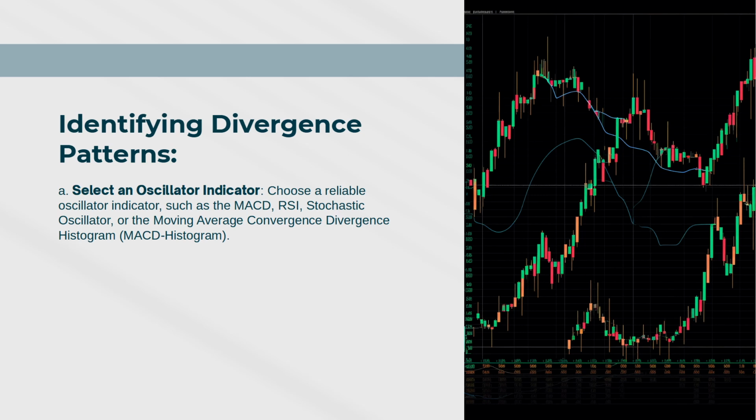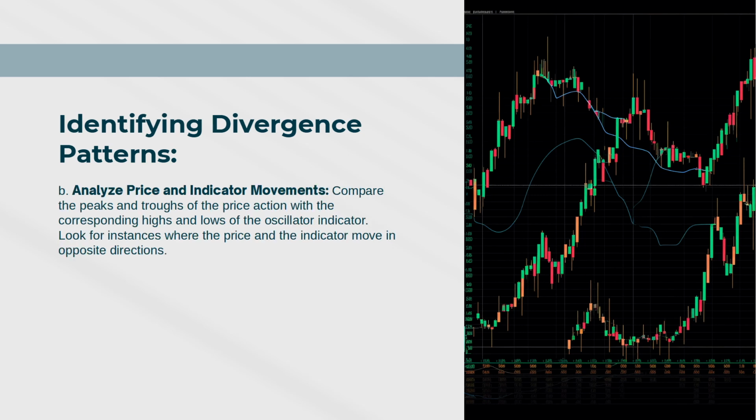Identifying divergence patterns. To identify divergence patterns, follow these steps. Select an oscillator indicator. Choose a reliable oscillator indicator such as the MACD, RSI, stochastic oscillator, or the Moving Average Convergence Divergence histogram, MACD histogram. Analyze price and indicator movements. Compare the peaks and troughs of the price action with the corresponding highs and lows of the oscillator indicator. Look for instances where the price and the indicator move in opposite directions.